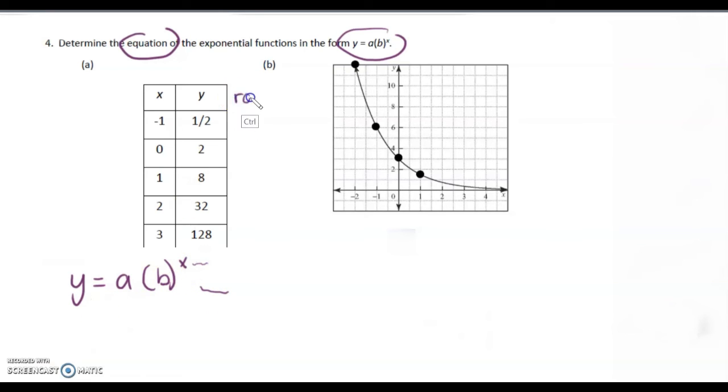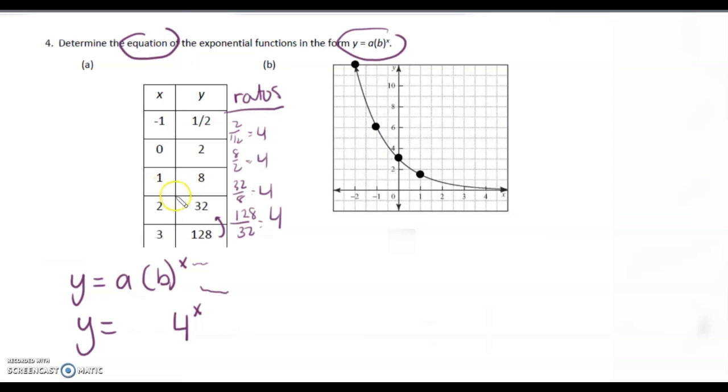So what we can do is the ratios. If we do 128 divided by 32, or 32 divided by 8, or 8 divided by 2, or 2 divided by a half, we are going to get 4 every time. That means that our base is 4. So we're going to have 4 to the x. In regards to our initial value, it's going to be this y-intercept, so I get 2. And that's it. So y equals 2 times 4 to the x.